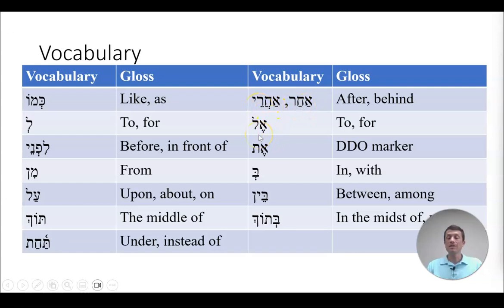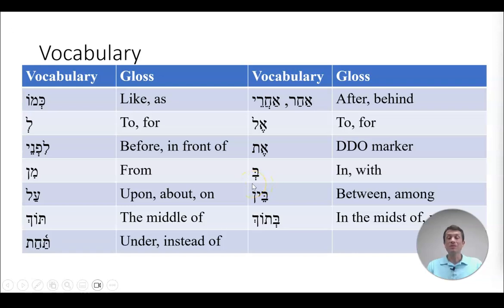El is another preposition that means to or for. El. Then there is et. This is what's called the definite direct object marker, the DDO marker, et. And then we have the bound preposition b.